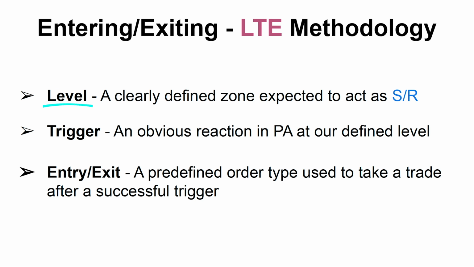Let's start with level. A level is a clearly defined zone expected to act as either support or resistance. If you remember from Module 3 in our previous course, SR can be either diagonal or horizontal. It can also be a zone rather than a fixed price point. This is why mastering the basics is key as we move forward in this course. We want to become experts at identifying SR zones. By doing so, we will have a stronger grasp on areas we should watch carefully. Correctly identifying SR will help us mark out clear levels that we want to watch and observe.